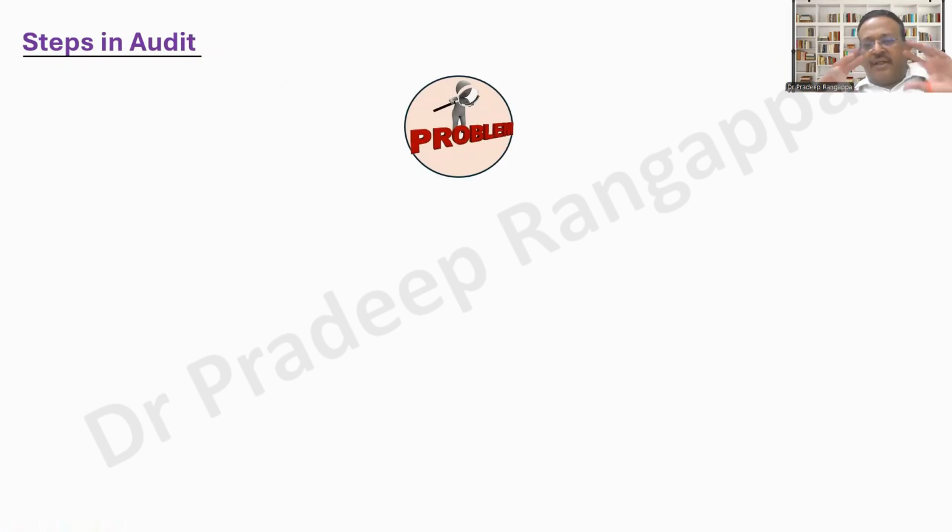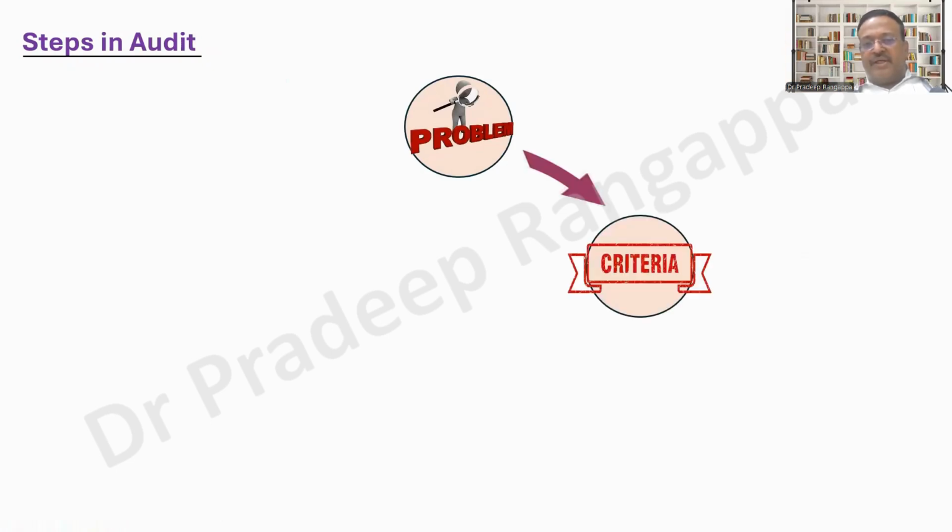So we need to first identify the problem. And only when the problem is identified do you embark on doing an audit, quantifying what the problem is, and then taking necessary steps to mitigate it.